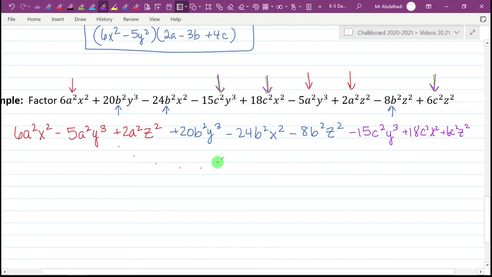I could have also done X, Y, and Z if that gave me 3, 3, and 3. Doesn't matter how you do it, it's going to work out the same. Okay, so let's drop the colors and just do the factoring now.